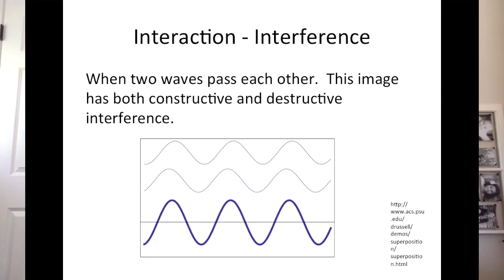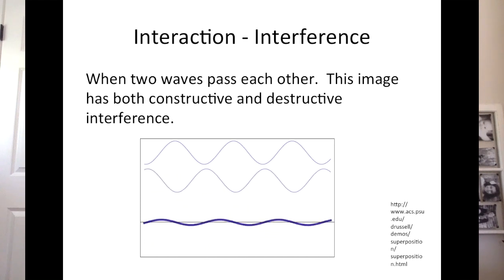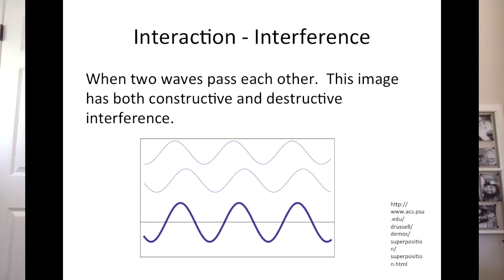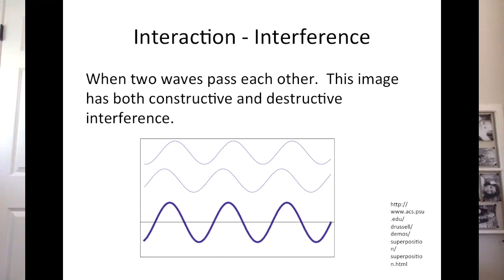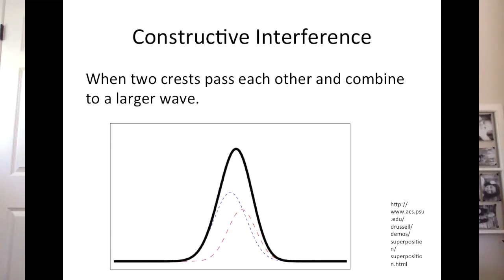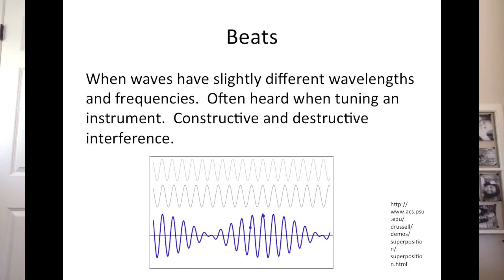All right, and then interference. Waves can pass through each other, and when the crests are lined up, you get constructive interference. The waves actually get bigger. And then destructive interference is when you have the crest and the trough lined up, and then they cancel each other out. And then when you have two waves that are very similar in frequency but not quite the same, then you get beats occurring.